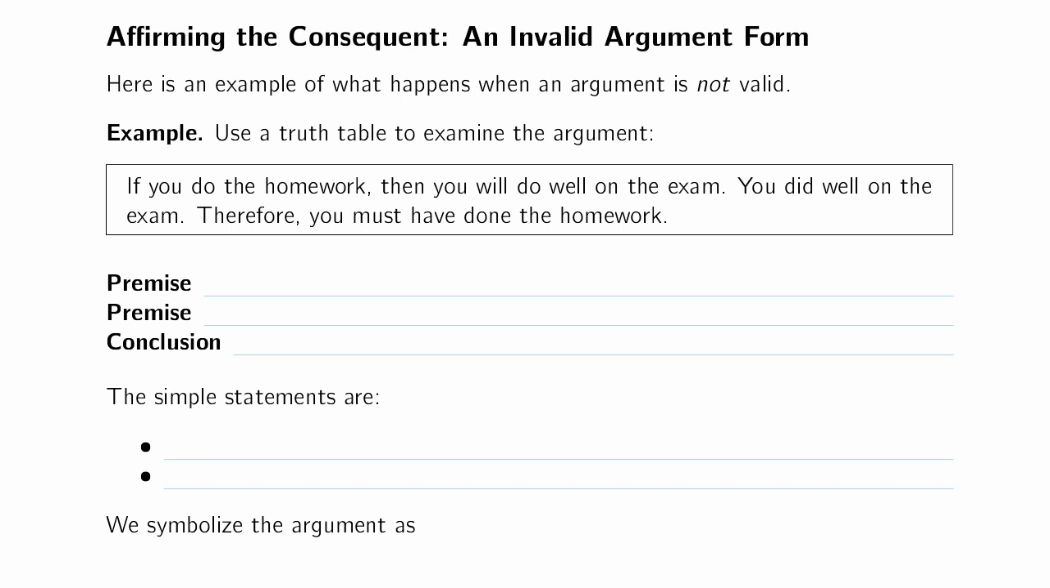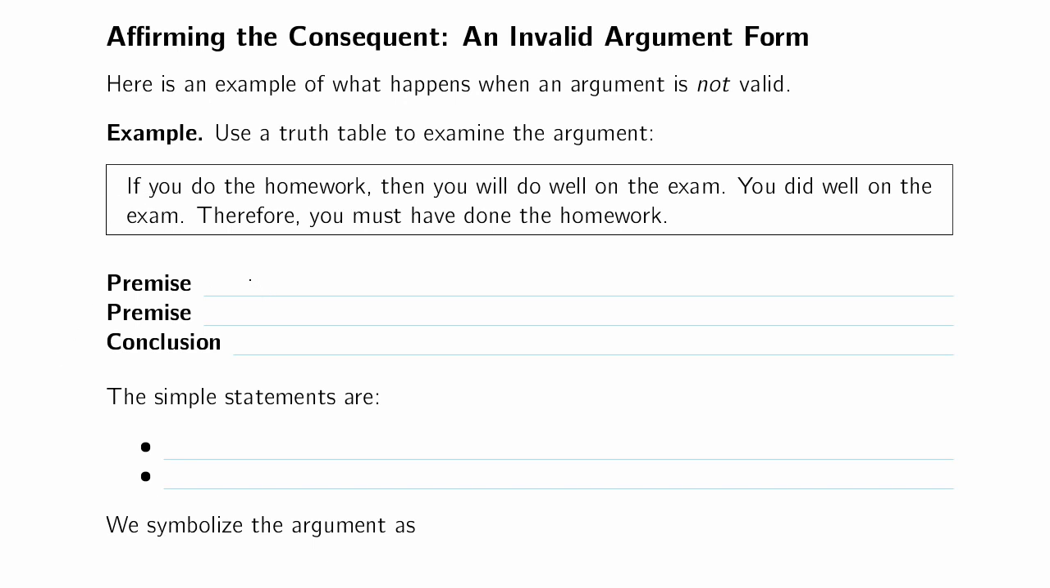Here we have an argument that tells us, if you do the homework, then you will do well on the exam. You did well on the exam, therefore, you must have done the homework. Now, this argument may be intuitively appealing because of the ambiguous way that we use if-then in English. But watch this very carefully, and you'll see why it turns out not to be valid.